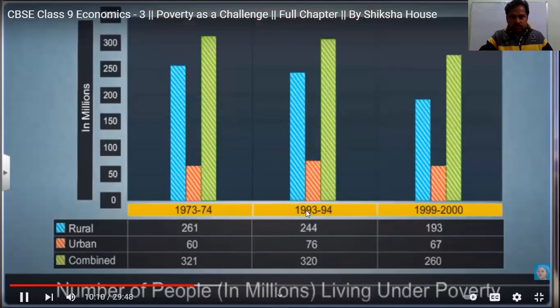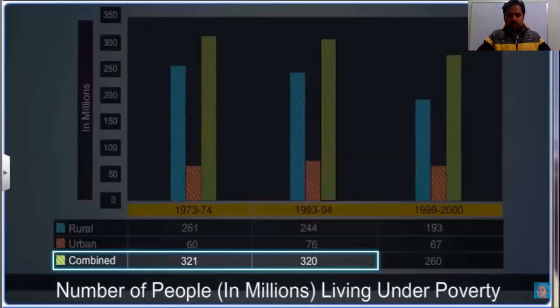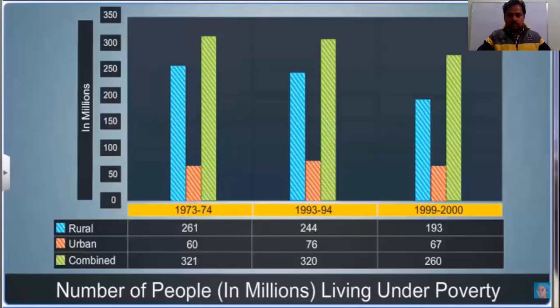Here's another graph that shows the number of poor people living under the poverty line in India for the period 1973 to 2000. Observe that though the combined poverty ratio came down from 54.9 to 36% between 1973 and 1994, the total number of poor people in India remained almost unchanged. This is due to the poor economic growth in addition to the rise in India's population during the period.